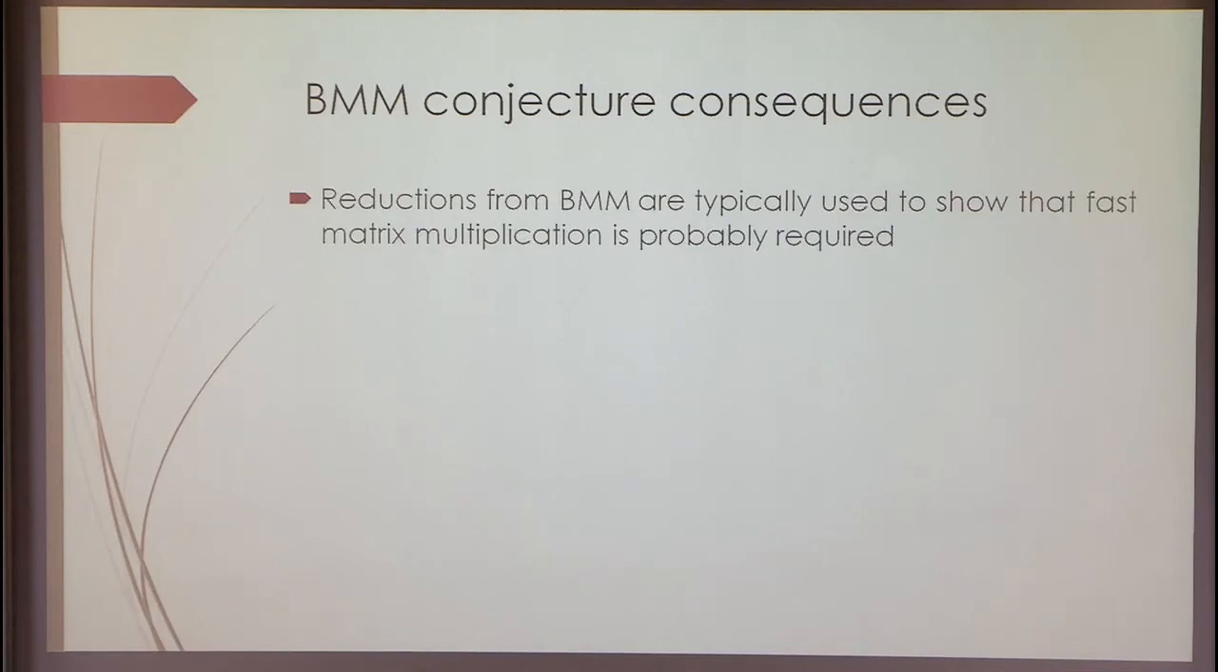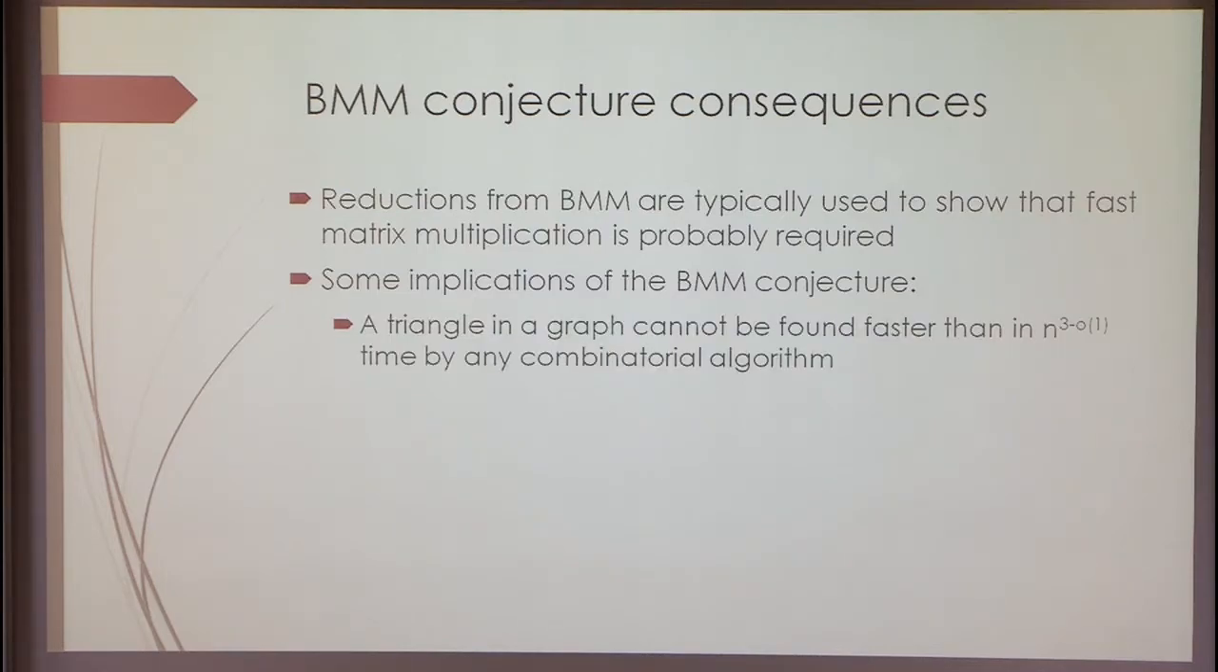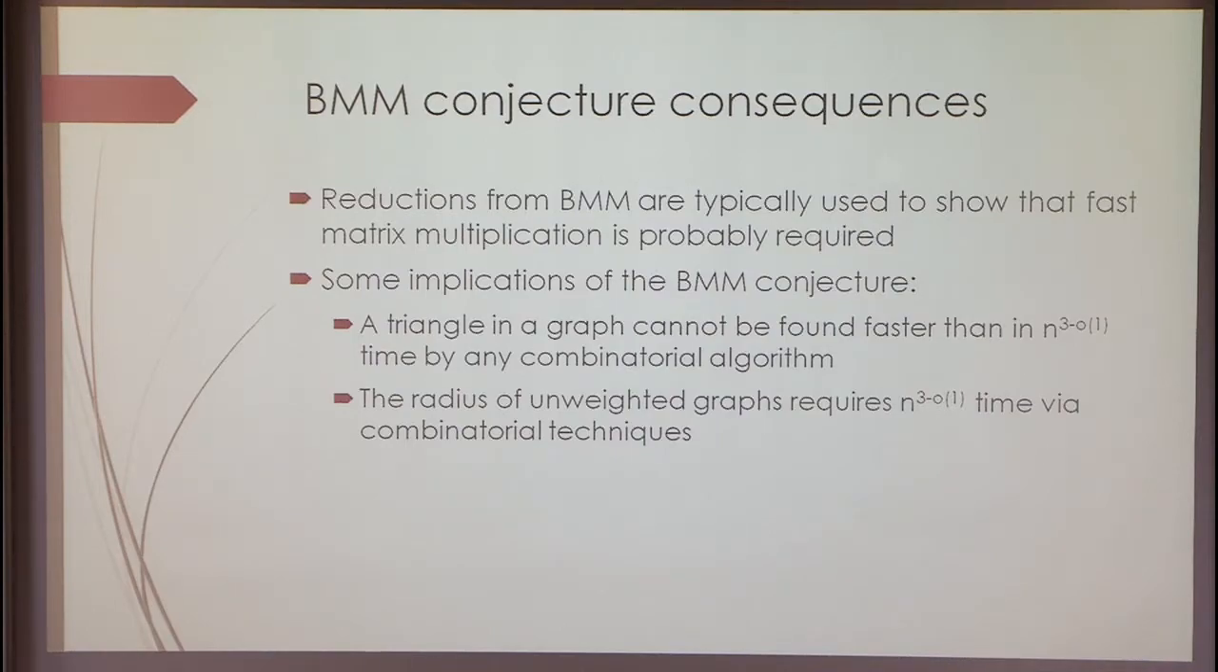So here are some consequences. If you believe the Boolean matrix multiplication conjecture, then you cannot find a triangle in a graph faster than n cubed minus little o of 1 time using a combinatorial algorithm. In fact, finding a triangle and computing the Boolean matrix product are equivalent under these combinatorial fine-grained reductions. The radius of an unweighted graph requires the same time if you focus only on combinatorial techniques, and notice that BFS and things like this are combinatorial. So you can prove things like this.